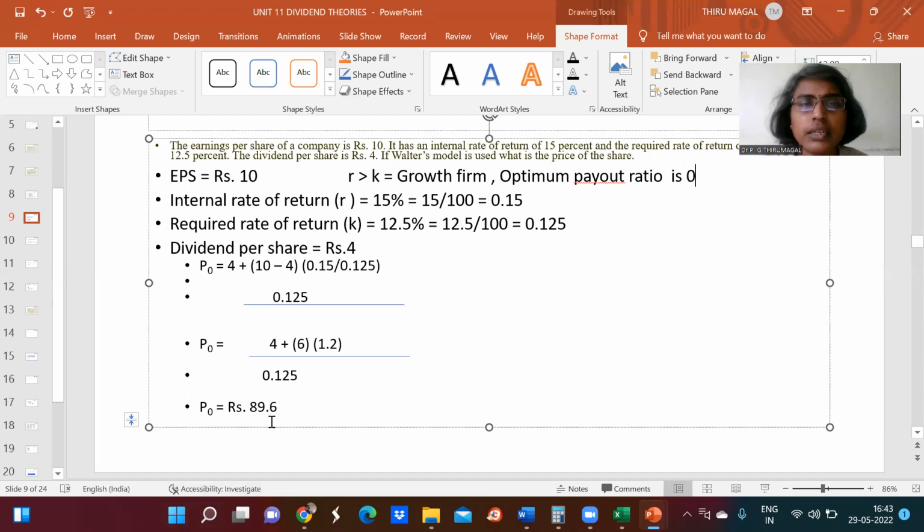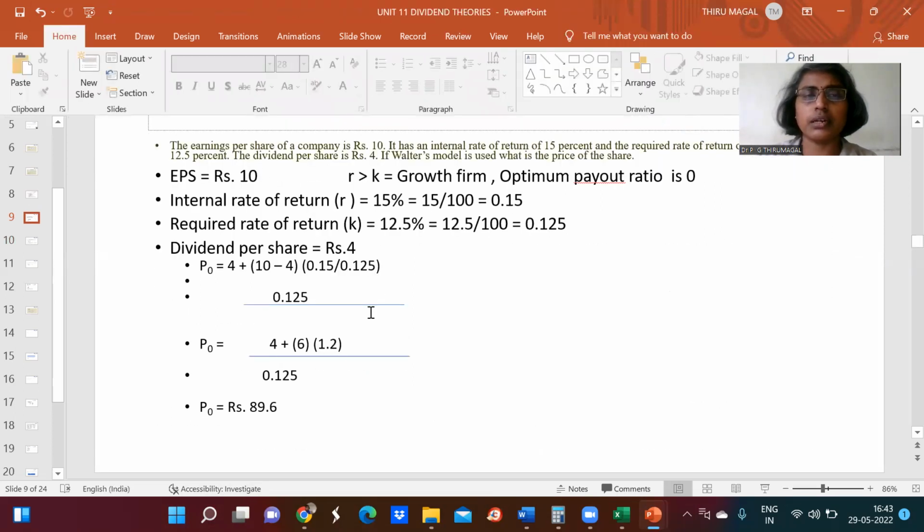But they have given a dividend of rupees 4, which means in EPS, 4 rupees they are giving as a dividend, that is a 40% payout. So let us check what happens to the share price of this particular company if the payout ratio is 0.